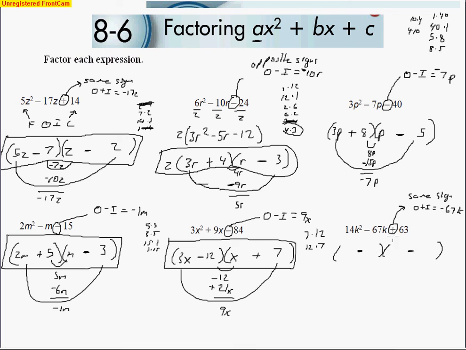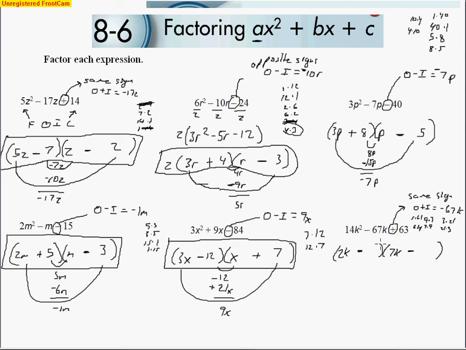Now, since they add to make 67, and 63 is really close to 67, my guess is I need to break 14 down. I'm going to break it down to 2k and 7k. If this doesn't work and I try all the different factors of 63, then I would go with 14k and k. But right now I'm going to try this, and I think I need to break 63 down. I think I need to break it down to like 9 times 7, or it's going to be 7 times 9. And then I have some other factors. You see 3 goes in there, so it could be 3 times 21, or 21 times 3. But then you also have the 1 and 63 and 63 and 1. So those are my different options I have.